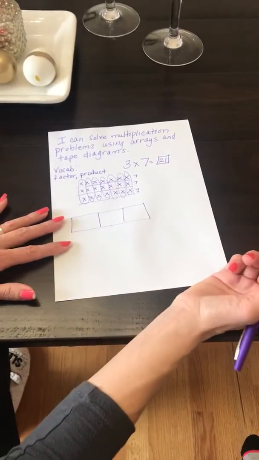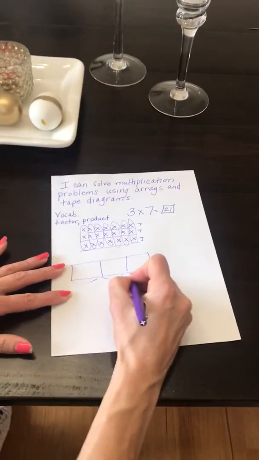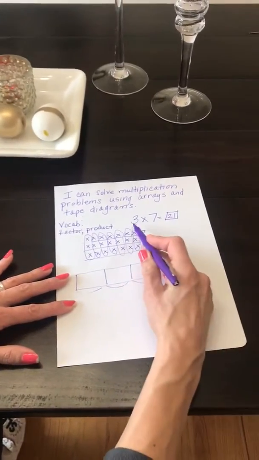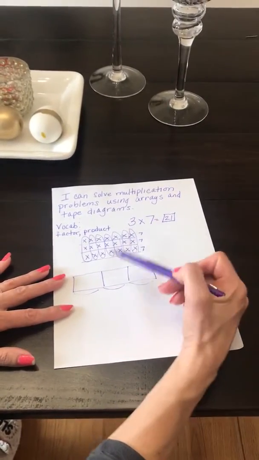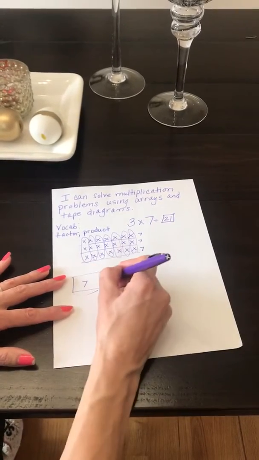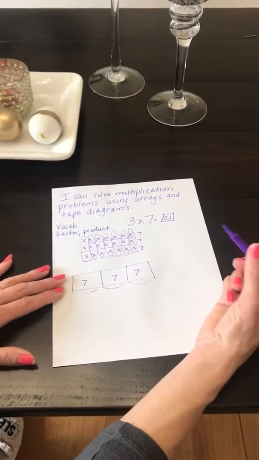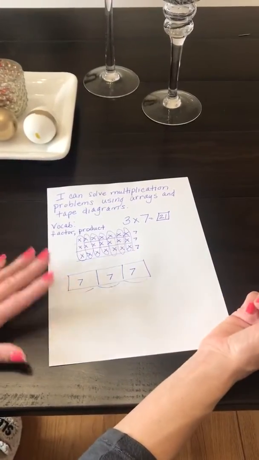Each part of this tape diagram is called a unit. So this is 1, 2, and 3. I have 3 individual units because I have 3 groups, and I know that I need 7 in each group. A couple ways you can do this one. You can just write 7 inside each one. That works really well if you know how to count by 7, 7, 14, 21.